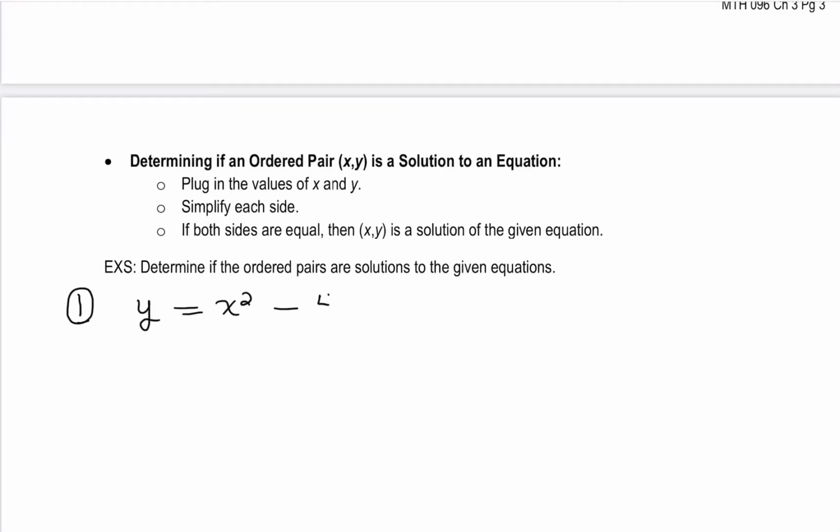So let's say I have y equals x squared minus 4x minus 3, and I am testing to see if the ordered pair negative 2, 9 is a solution to that equation. So that means my x coordinate is the negative 2, and my y coordinate is the 9. So be careful. Every once in a while students rush in. Oops. I wrote 9. I meant to write y.